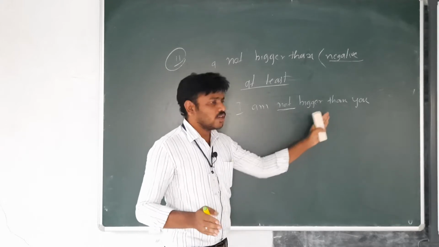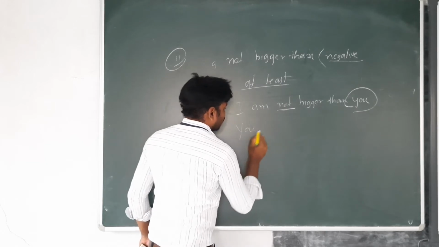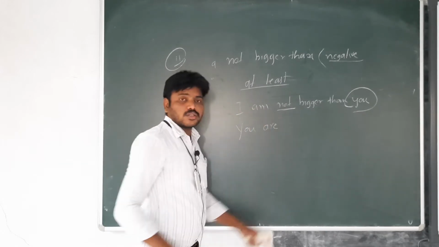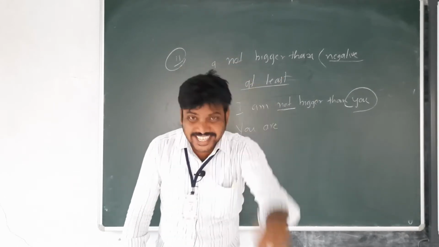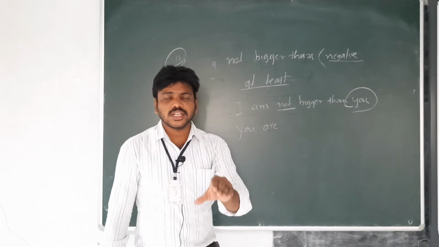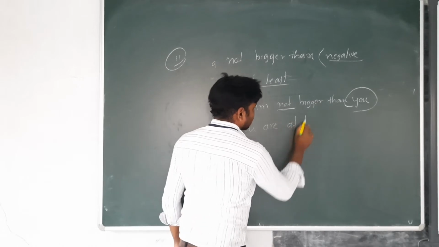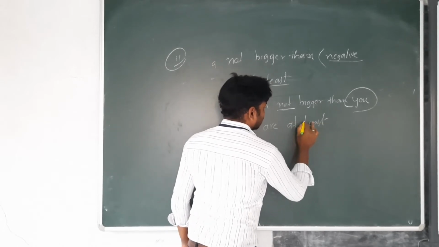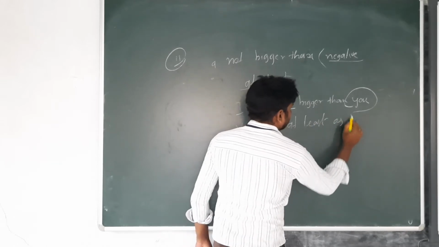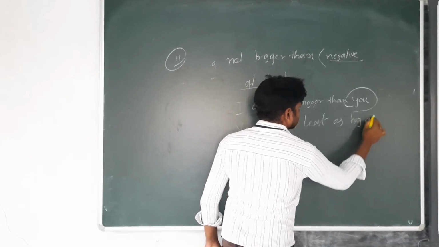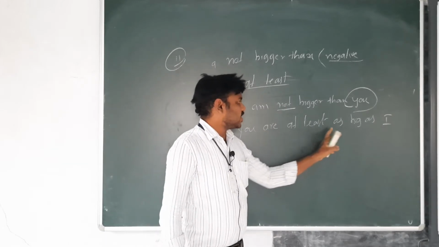I am not bigger than you. Now let us see here. You, bring you to this side. We should write here positive. If the sentence is negative, we should write positive. In the positive sentence, we should write at least. So, you are at least as big as I.